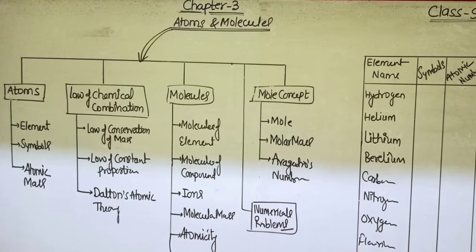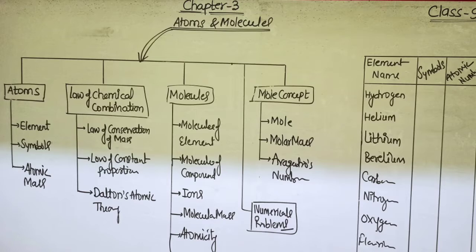There are two laws in your syllabus: law of conservation of mass and law of constant proportion. And third one is Dalton's atomic theory. Dalton's atomic theory is the most important topic from your exam point of view. And third category is molecules: molecules of element and molecules of compound. Now next one is ions. There are two kinds of ions, positive ions and negative ions. Next one is molecular mass and atomicity. And last one is mole concept.